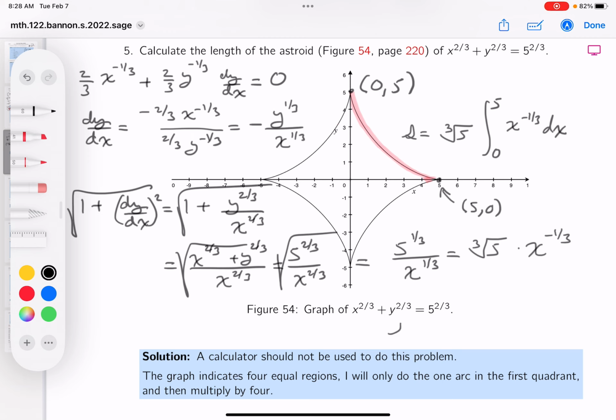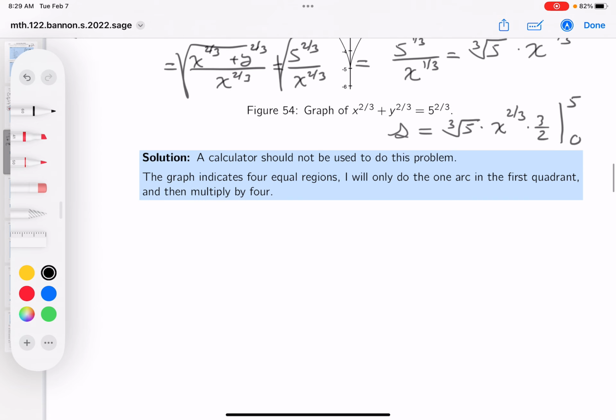And what do you get over there? Let's write this down. S equals the cube root of 5. I'm going to add 1 to minus 1/3, so 2/3. And then I'm going to divide by 2/3 and multiply by 3/2. Whoops, sorry about that. Jumped the gun there. So I'm going to multiply by 3/2. And the limits of integration are going to be from 0 to 5. Let's write that down.